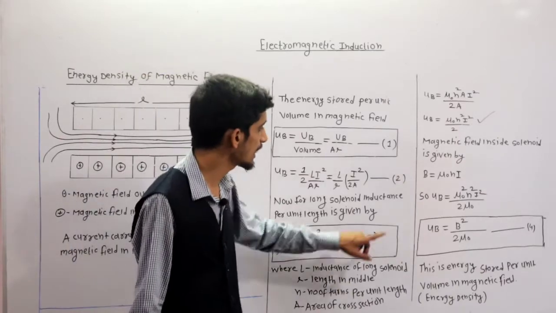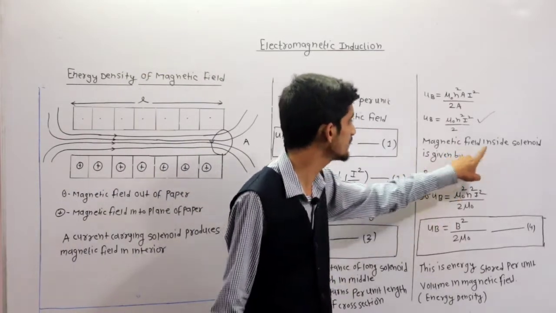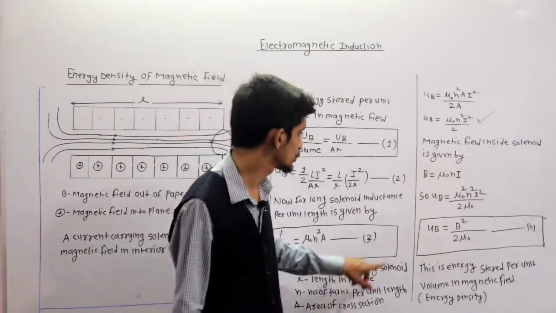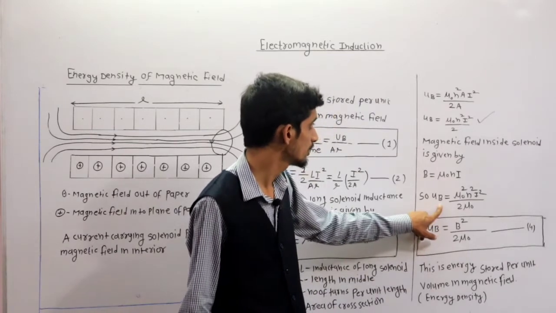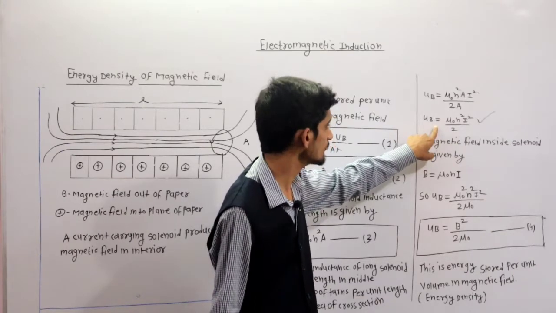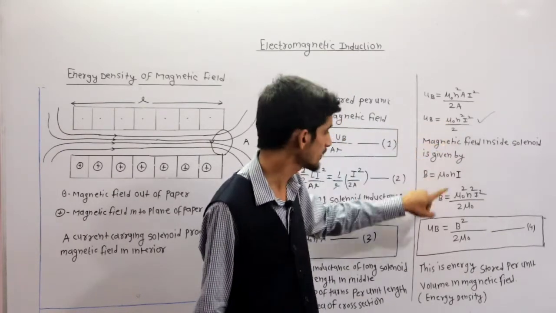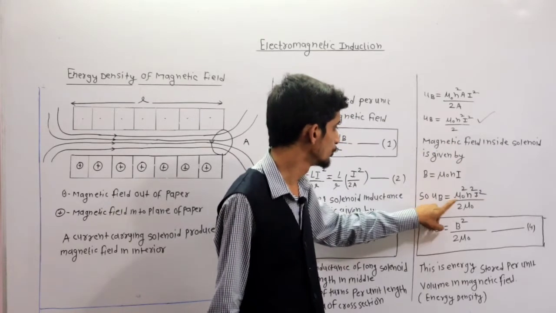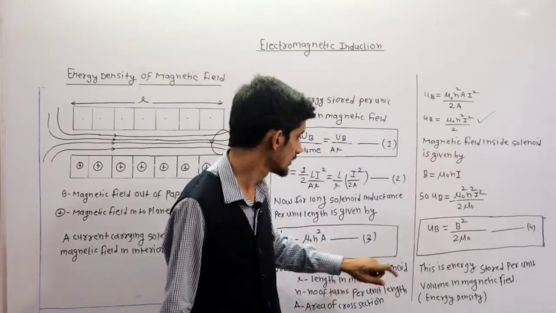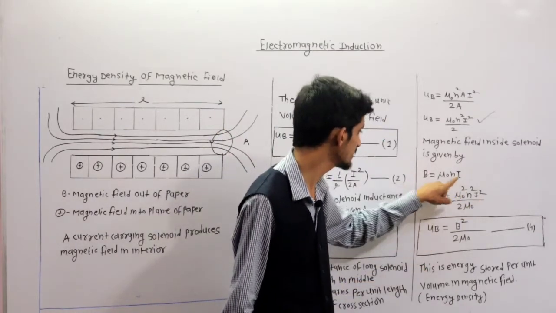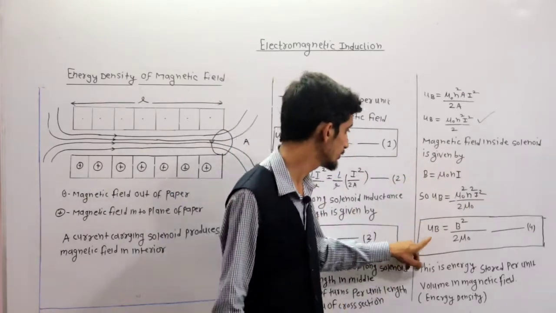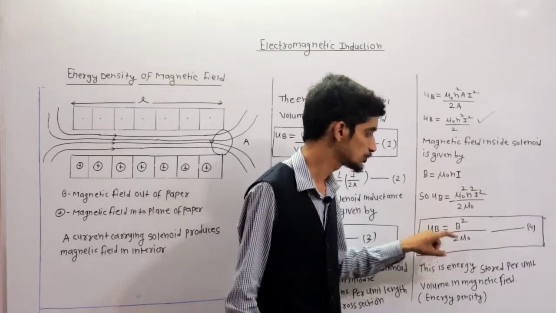That's why I have taken the help of this formula, that magnetic field inside the solenoid is B is equal to mu 0 Ni. Clear? So UB is equal to what? Listen here now. In this equation, suppose I multiply with mu 0 and divide by mu 0. So UB is equal to mu 0 square n square I square by 2 mu 0, because I divided and multiplied by mu 0. Now mu 0 Ni is nothing but B, so mu 0 square n square I square is nothing but B square. That's why UB is equal to B square upon 2 mu naught.